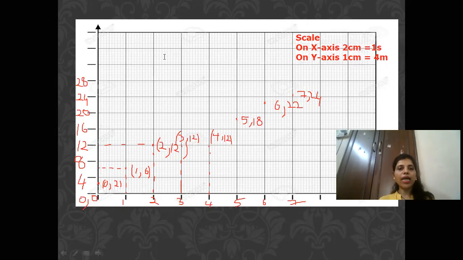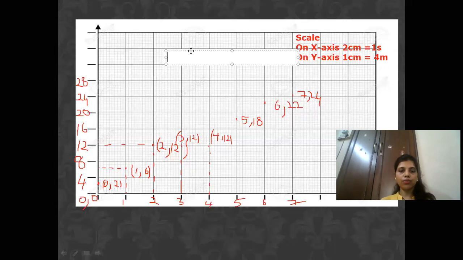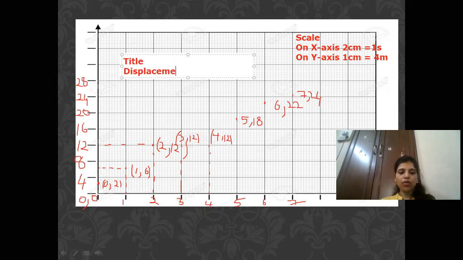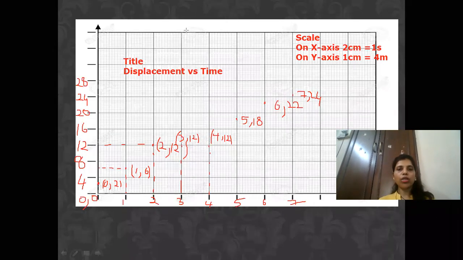You have to write the title for the graph, which will come here in the center. So write the title as displacement versus time. Displacement, which is on the y-axis, versus time. Okay. Now you join the line, because now you have finished plotting the points.